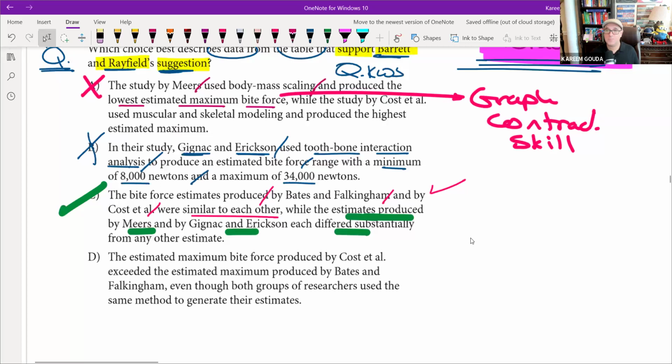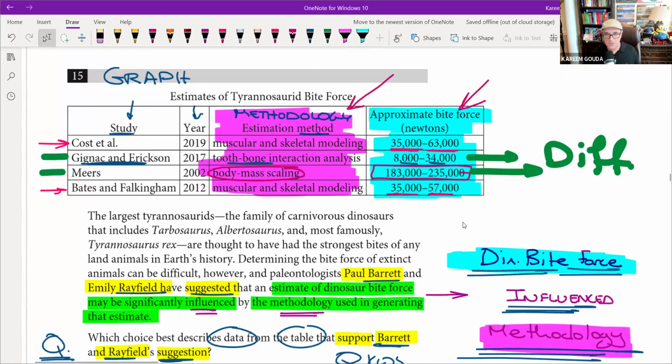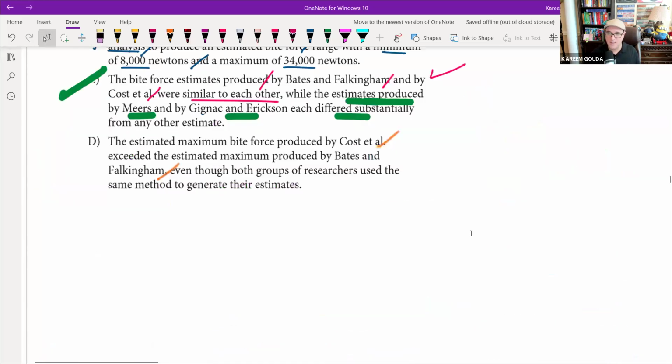Let's look at D. The estimated maximum bite force produced by Cost exceeded the estimated maximum produced by Bates. Okay, wait. So Cost was more than Bates. Here's Cost, and here's Bates. The maximum here is 63. The maximum here is 57. So Cost had a maximum greater than Bates. That makes sense. Even though both groups of researchers used the same method.